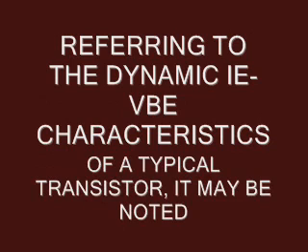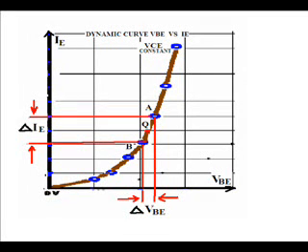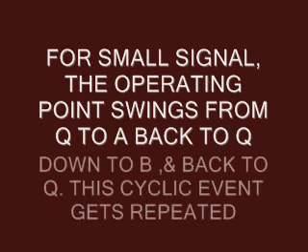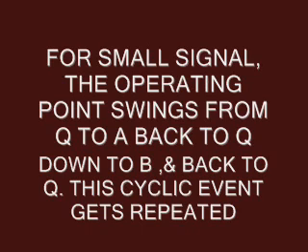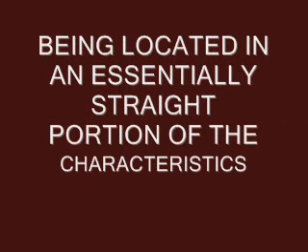Referring to the dynamic IE-VBE characteristics of a typical transistor, it may be noted that for a small signal, the operating point swings from Q to A, back to Q, down to B, and back to Q. This cycle of events gets repeated, being located in an essentially straight portion of the characteristics.